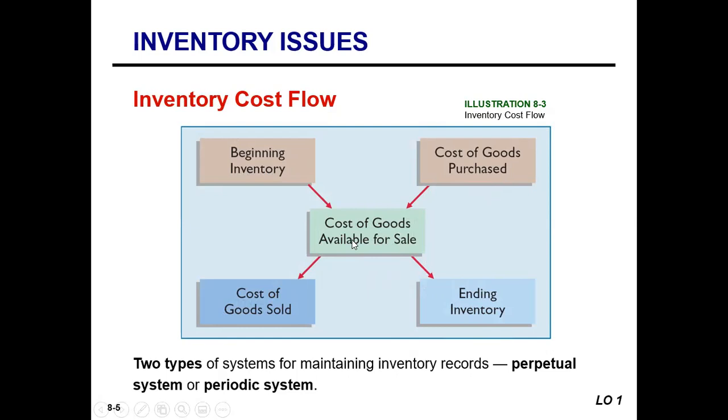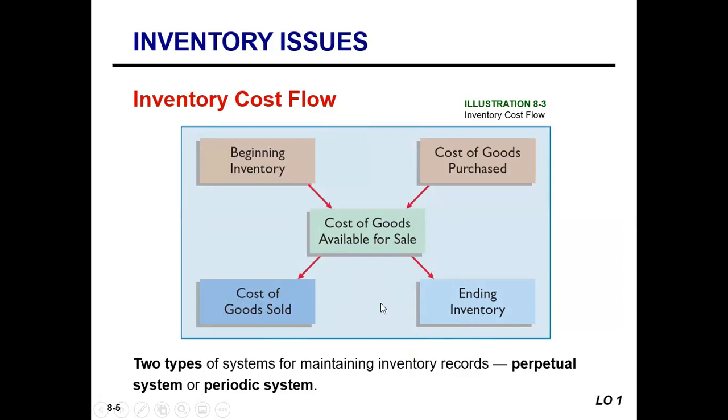Just to make the math easy on me, and again, we're going to get practice with this, if we have cost of goods available for sale of 5,000, we should be able to divide up or allocate that 5,000 between what we sold and what we have left. So if cost of goods sold was 4,000, then that should mean ending inventory is 1,000, right? So we can allocate that cost of goods available for sale between cost of goods sold and ending inventory.